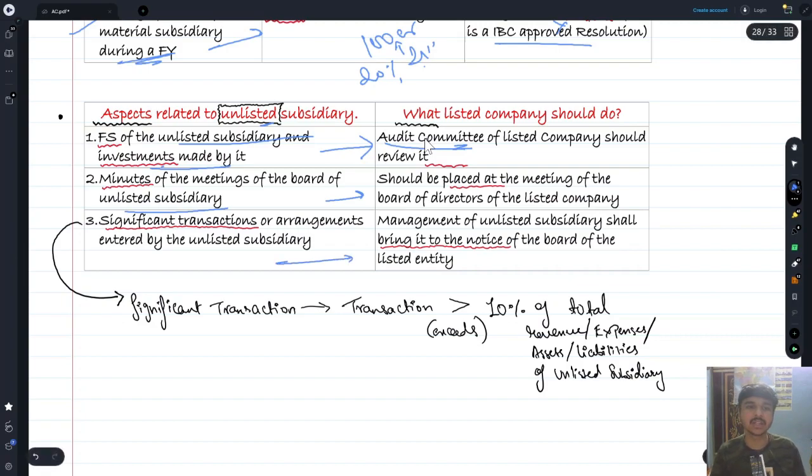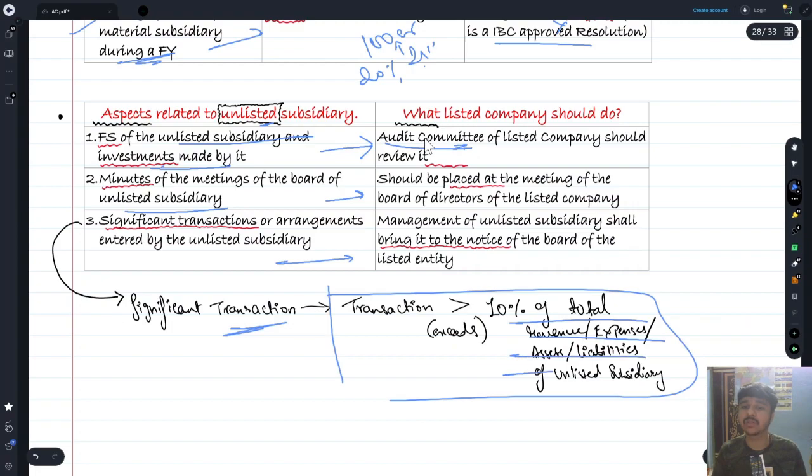And again, significant transactions or arrangements that are entered by the unlisted subsidiary shall be brought to the notice of the management of the listed company. Now you will say, sir, what is significant transaction? It is basically transaction that exceeds 10% of the total revenue, expense, asset, liabilities of unlisted subsidiary. So if this is a balance sheet, this is liabilities, this is asset, this is P&L, okay, income, expense, anything.